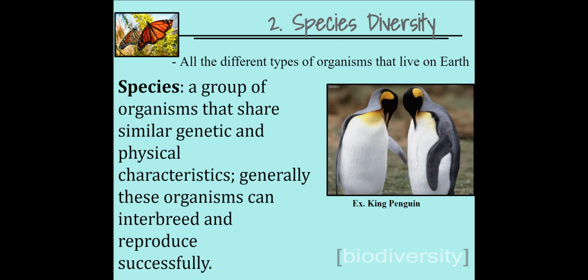Species diversity comes from the different types of organisms that live on our Earth. Now, to define species, this is a very key thing. It's a group of organisms that are similar in genetics and how they look, but they can breed, so they can mate and produce offspring successfully. So if you have these two king penguins, they can breed and create a little baby penguin. That baby penguin has to be able to have babies in order for these penguins to be considered the same species. So a species has to be able to breed and reproduce successfully.